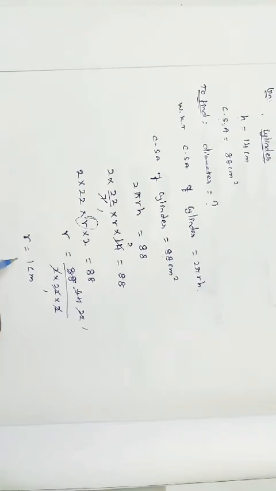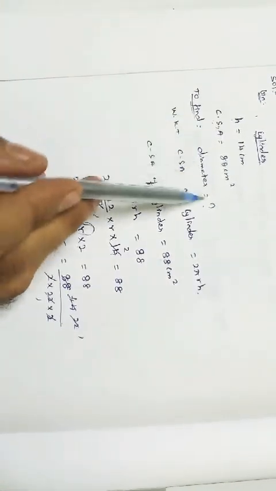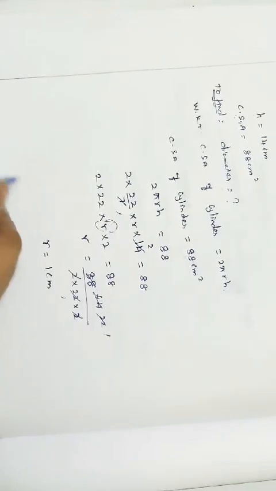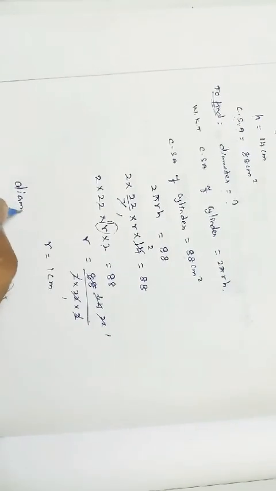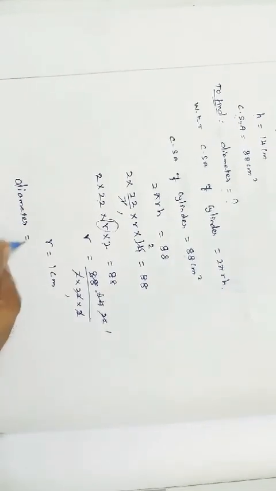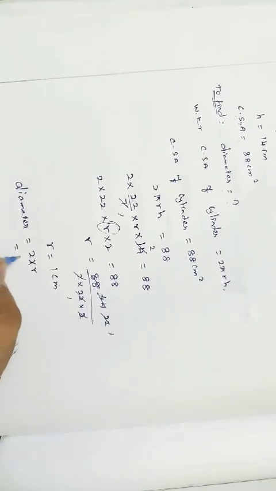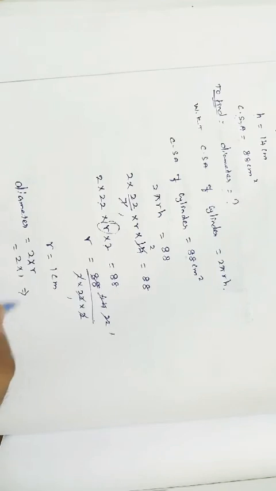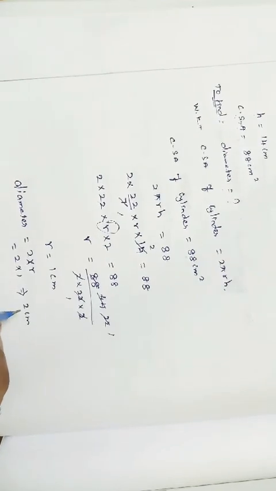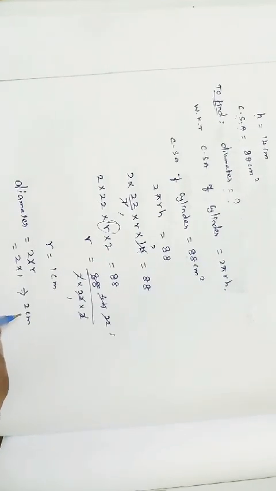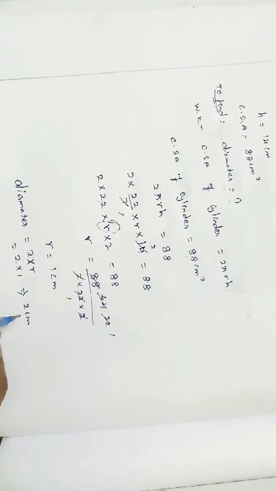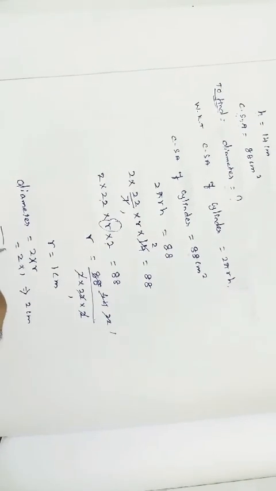Now what do we want to find? We want to find the diameter of the cylinder. Diameter is equal to 2 times the radius, 2r. So it is equal to 2 into 1, which is 2 centimeter. Therefore the diameter of the base of the cylinder is equal to 2 centimeter.